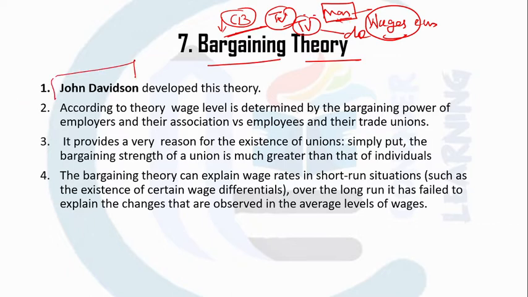John Davidson developed this theory. According to this theory, the wage level is determined by the bargaining power of the employer and their association versus employees and their trade unions. It provides a strong reason for the existence of unions.